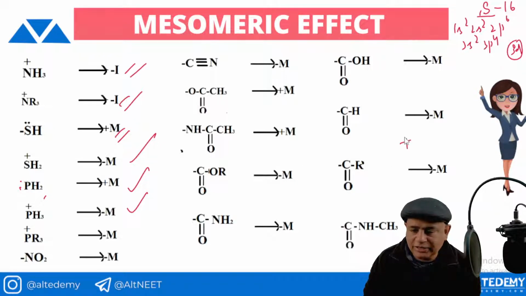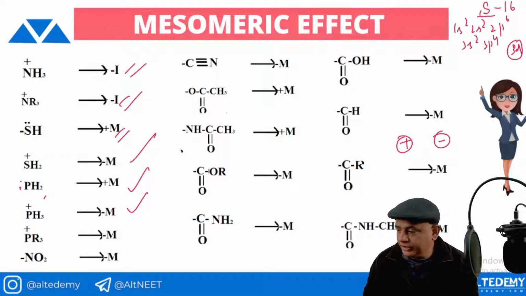Write me. You can write plus if you are understanding. You can give me a minus symbol if you're not understanding. I'll be happy. I'm just trying to make you understand which groups you can call positive mesomeric effect, and which groups you can call negative mesomeric effect. Positive mesomeric effect means donating electrons towards the benzene ring or a conjugated system. Minus M means withdrawing electrons from the conjugated system.